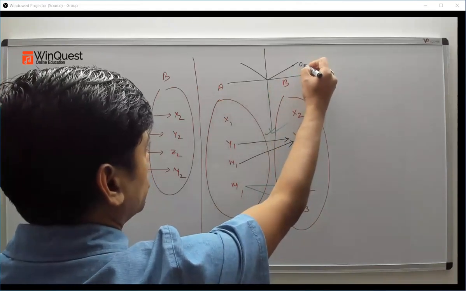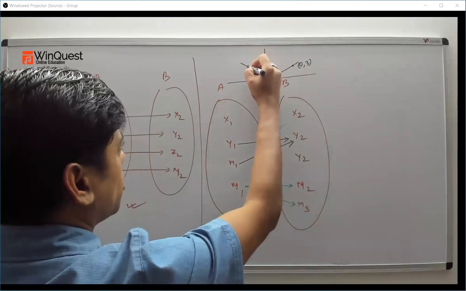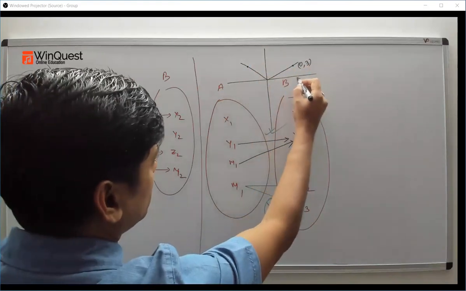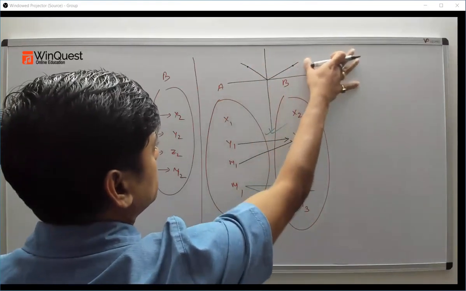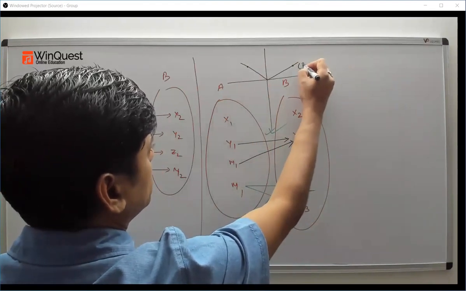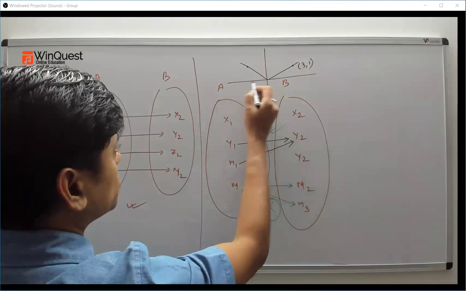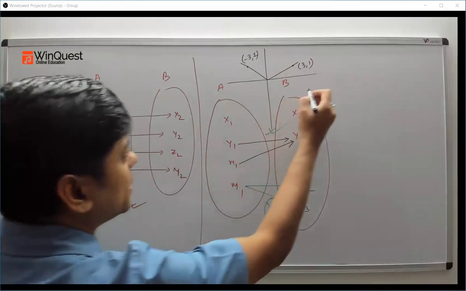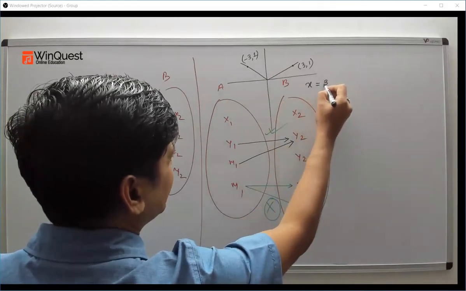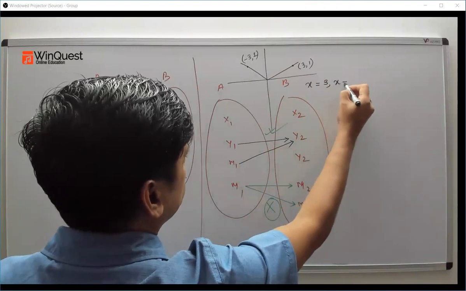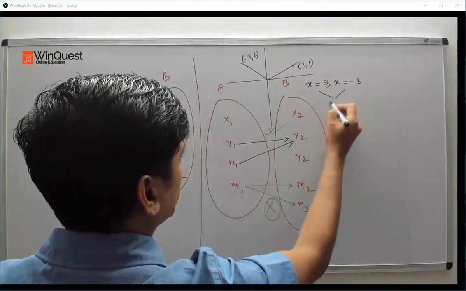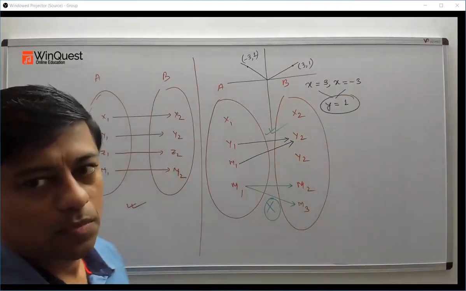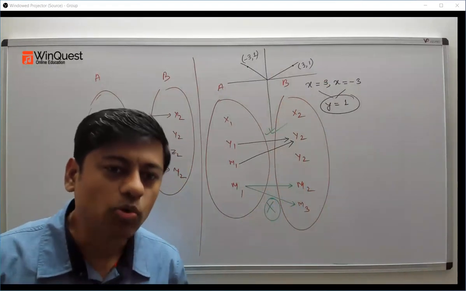Let's say this is 3, 1, and this is also minus 3, 1. So you can see when x is equal to 3 or x is equal to minus 3, they both have y equal to 1. And it will still qualify to be a function.